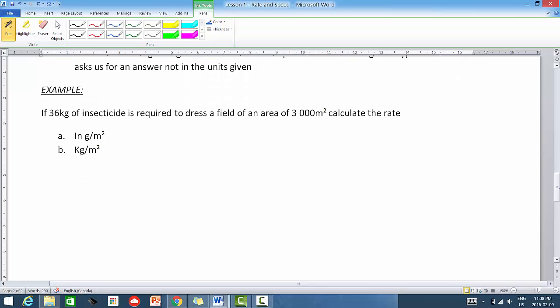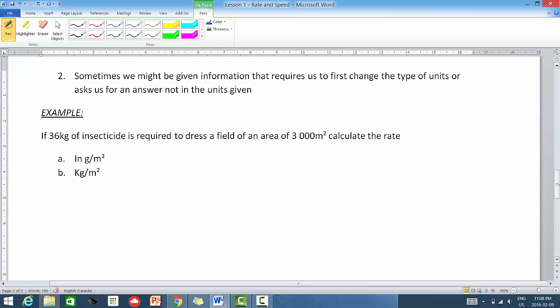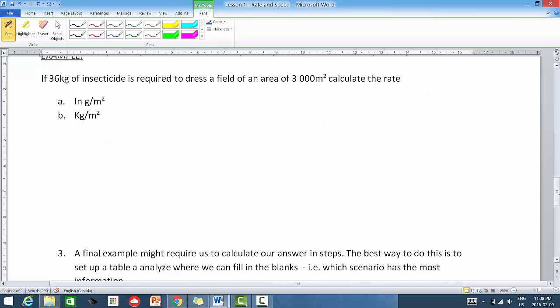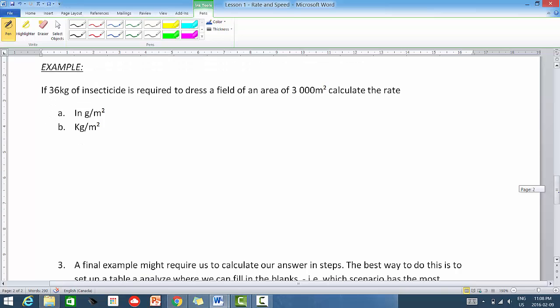Sometimes we might be given information that requires us to first change the type of units or asks us for an answer not in the units given. So this example is a perfect display of that. So starting off, if 36 kilograms of insecticide is required to dress a field of an area of 3,000 meters squared, calculate the rate in grams per meter squared. You notice right away that 36 kilograms is not the same as grams.